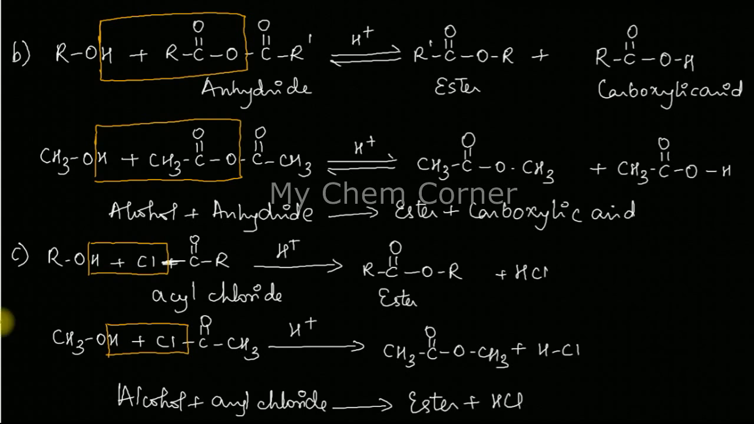So if you see, they're all derivatives of carboxylic acid. Because they are derivatives of carboxylic acid, the main product will remain ester. Byproducts will change to HCl in terms of acyl chloride, carboxylic acid in terms of anhydride, and water in terms of carboxylic acid. Alright?